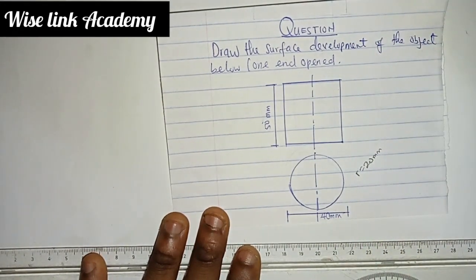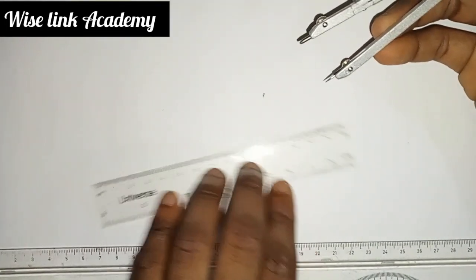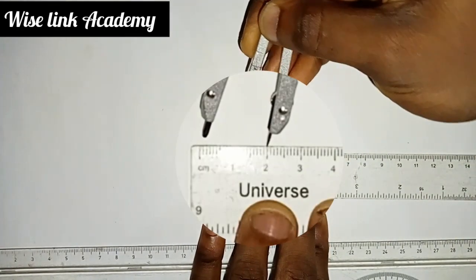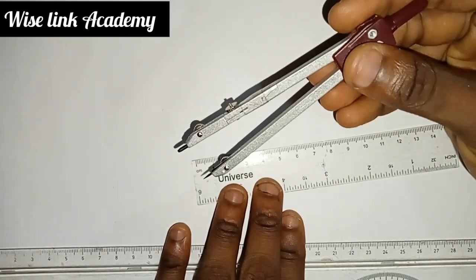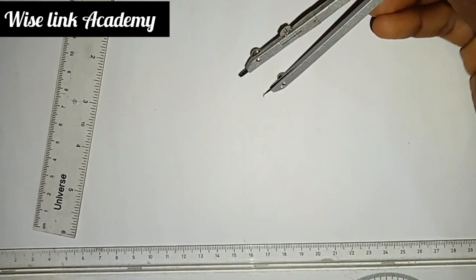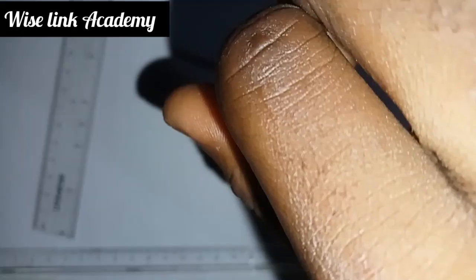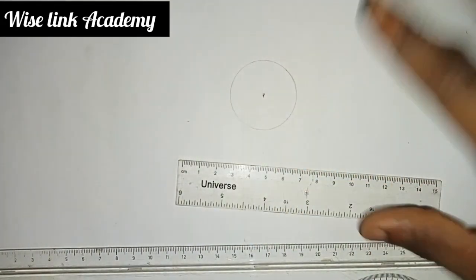Now you take the pin of your compass. With the aid of your compass, you measure your 20 from here to this point. This is our 20. Hence, you'll be having something of this nature. You put it at this center point, this dot you have made, you draw what? You'll be having this.